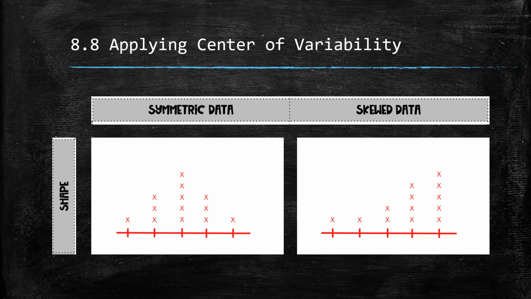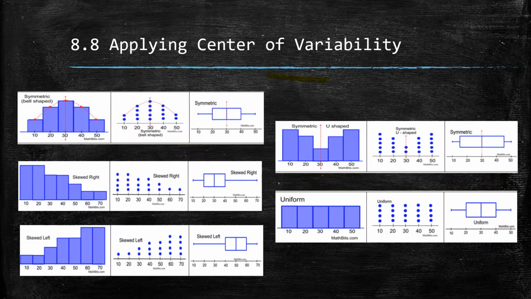Let's review. When we're talking about the shape of a graph, we have symmetrical or skewed. Here I've attached a visual to give you the difference between symmetrical, skewed right and left, a symmetrical U-shaped, and a uniform for histograms and dot plots. And then the one on the far end is called a box and whisker plot or a box plot, and we'll be discussing those in tomorrow's lesson.